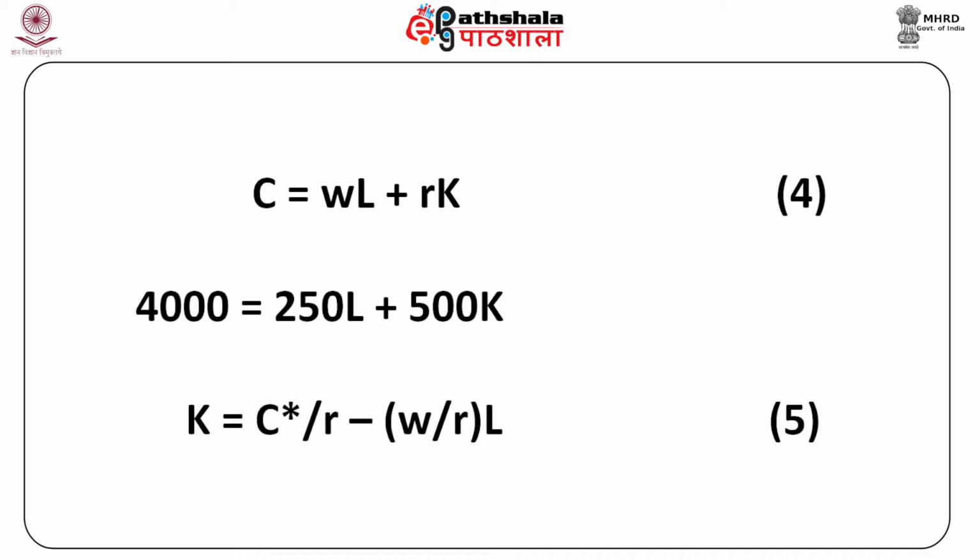This implies with C star, maximum amount of K that can be purchased is given by C star by R and maximum amount of L is C star by W. The slope of the iso-cost line is given by the coefficient of L, that is minus W by R. It is the negative of the relative input price ratio. It tells the firm how much capital must be given up if one more unit of labor is purchased.